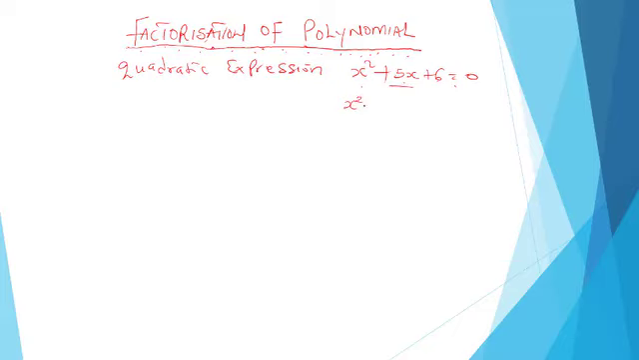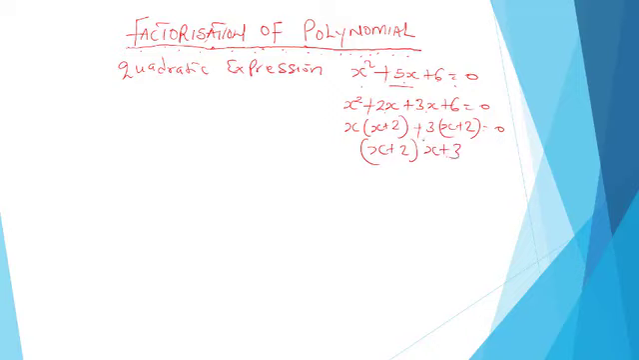x squared plus 2x plus 3x plus 6 equals 0. So it's 2 and 3, because 2 times 3 is 6 and 2 plus 3 is 5. With this, we now have x in bracket x plus 2, plus 3 in bracket x plus 2 equals 0. So we now have (x plus 2)(x plus 3) equals 0. So these are the factors of this expression.